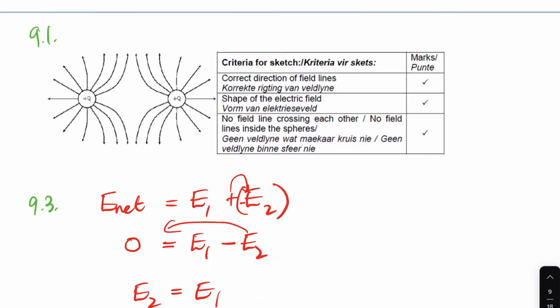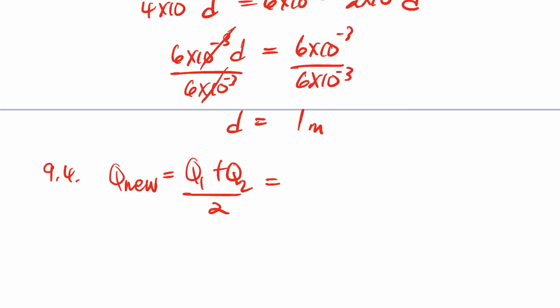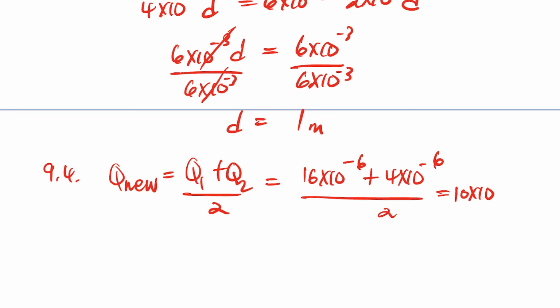That's 9.4. So when they're allowed to touch one another, there will be a new charge between them. It's (Q1 plus Q2) divided by 2. So it's 16 times 10 to the power negative 6 plus 4 times 10 to the power negative 6, and then we divide by 2. And the new charge there will be 10 times 10 to the power negative 6 coulombs when you punch that in the calculator.